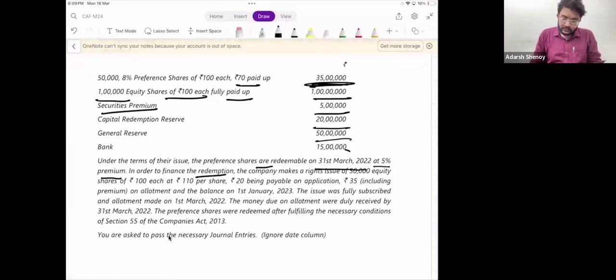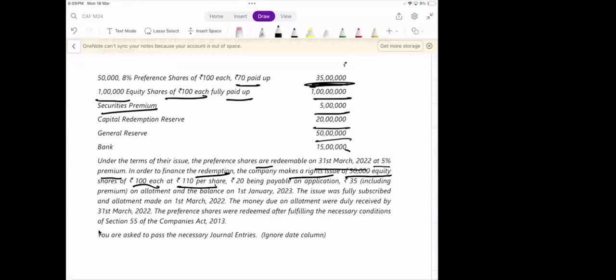In order to finance the redemption, the company makes a rights issue of 50,000 equity shares of 100 each at 110 per share. You know what is a right issue? We have already discussed it under the bonus issue and right issue unit, the previous unit. So right issue means issuing the shares at a lesser price to the existing shareholders, right? So making some fresh issue to the existing shareholders, not to anyone else, at a lesser price, a little below the market price.